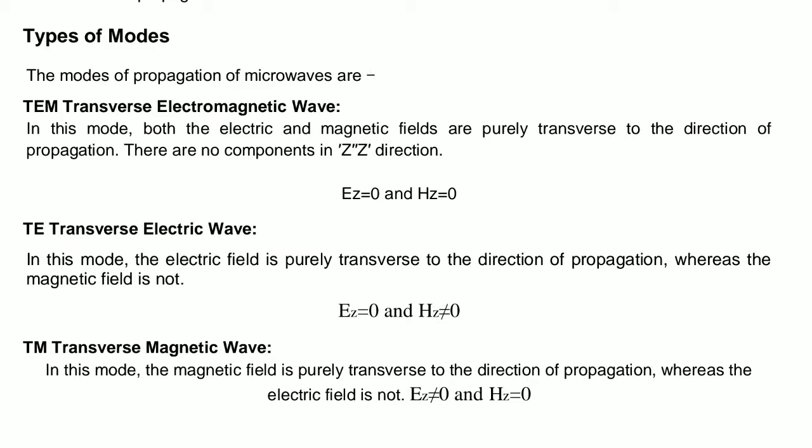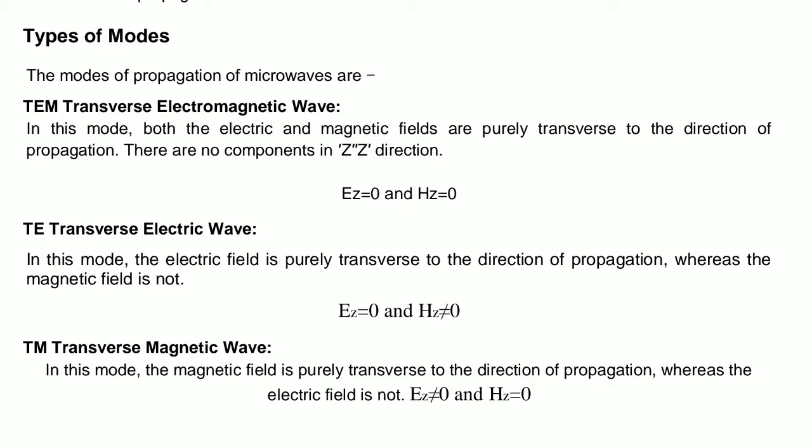So this TEM wave stands for transverse electromagnetic wave, and it has an equation. There are two components, electric field and magnetic field. The electric field component towards the direction z is shown by capital E z, and the magnetic field component towards the direction of z, or towards the direction of propagation, is denoted by H z. So according to the definition, both the fields are purely perpendicular to the direction of propagation. So we can take the formula Ez is equal to 0 and Hz is equal to 0.